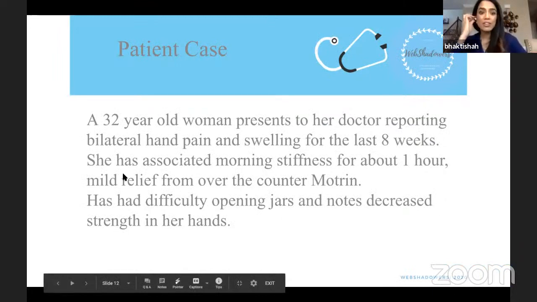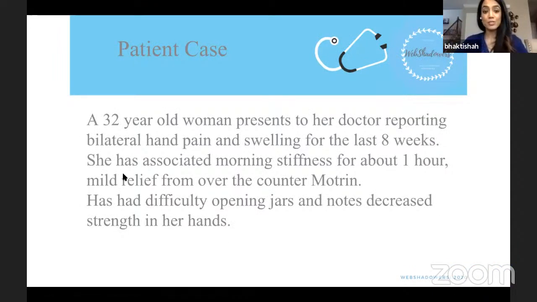So we covered a little bit about what rheumatology is. I just want to review a few patient cases just to give a couple examples of what autoimmune diseases and rheumatic diseases are. Please feel free to keep asking questions. I'll try to get to them along the way.